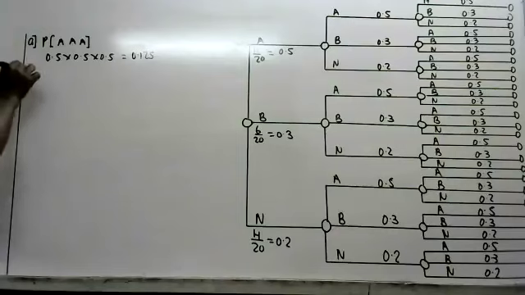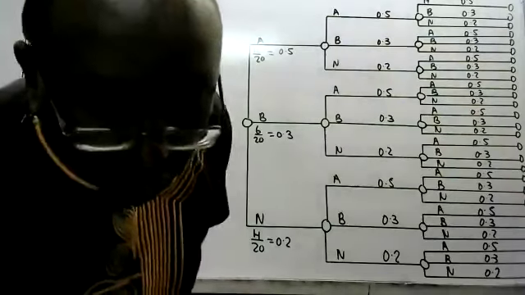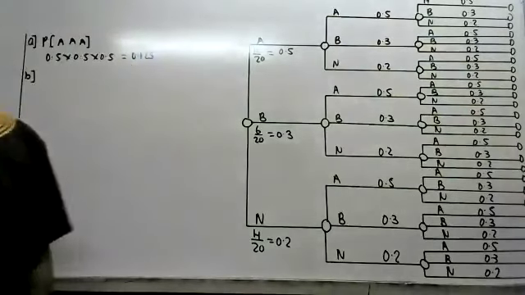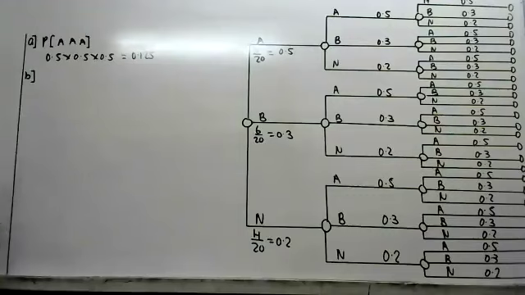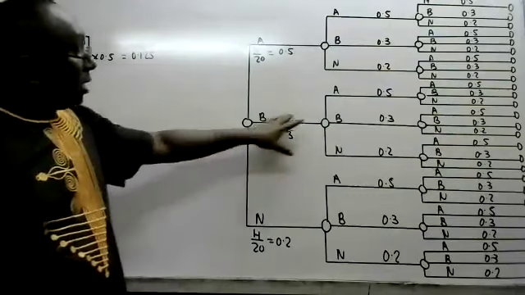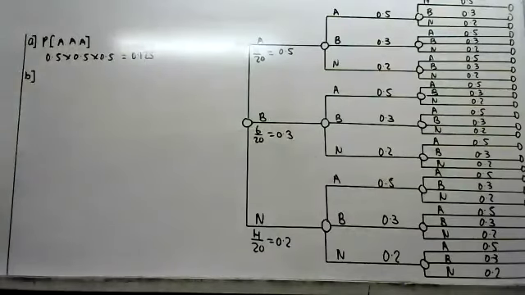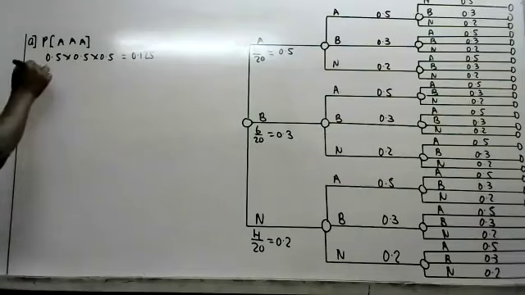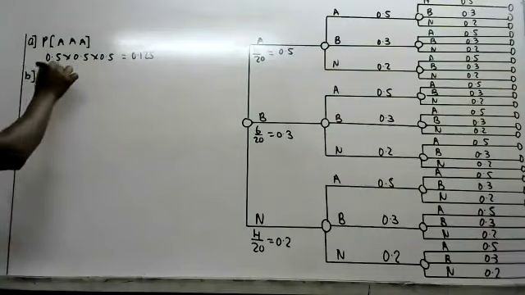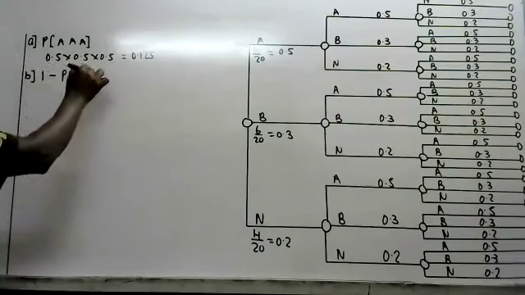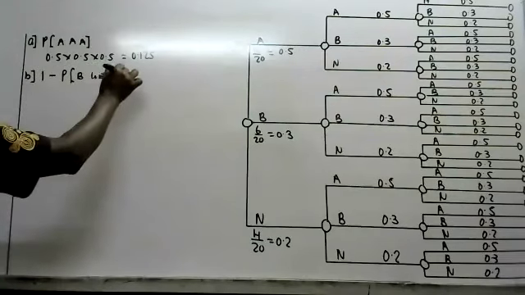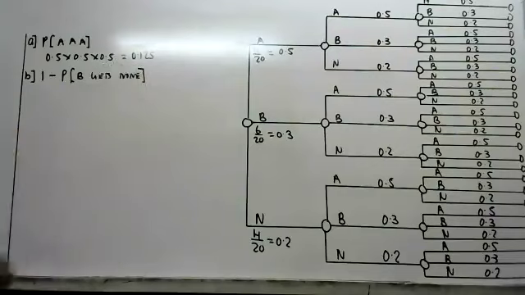Let us go to B. We go to B, we are asked: B will obtain at least one contract. So there we want everywhere where there is B. And because B's are more, it will be the same as 1 minus the probability that B gets none. It will be easier that way. Probability that B gets none.